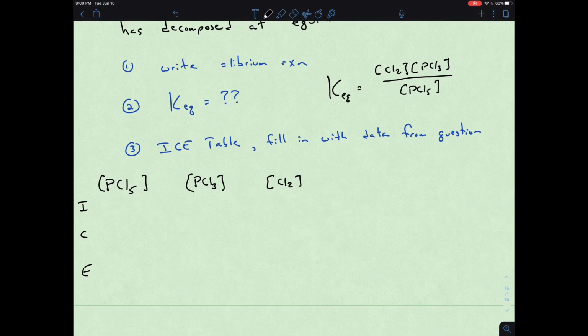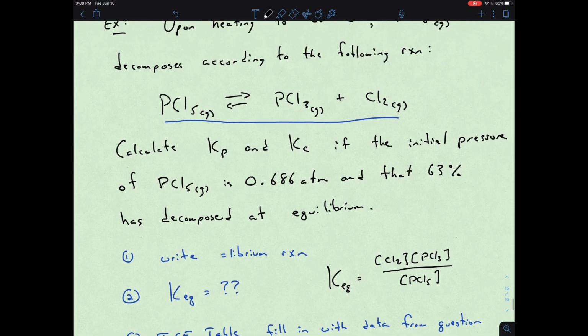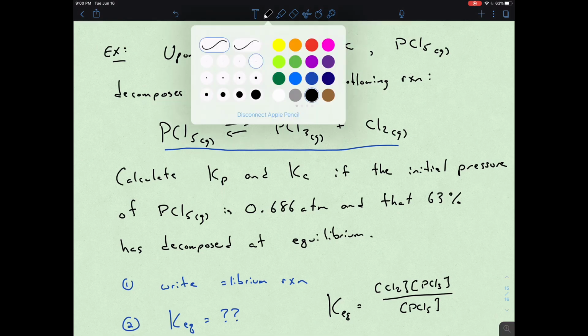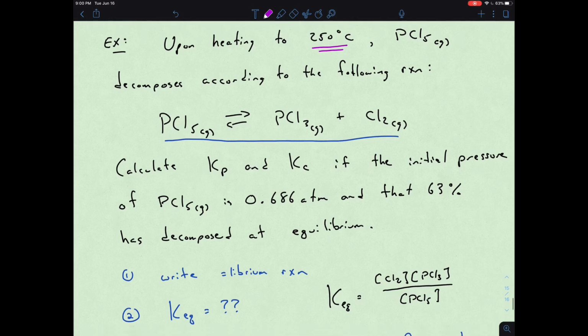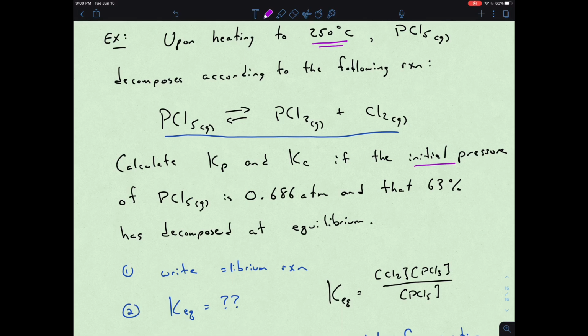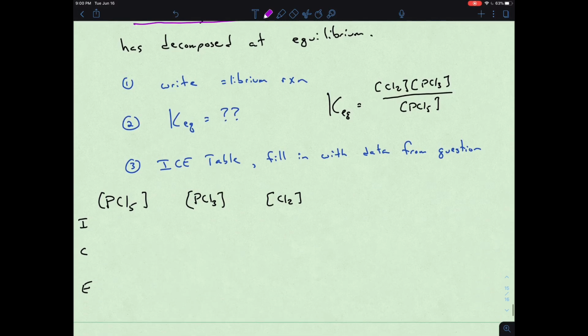So if we go back to the question and see what we're given, well, we're given a temperature, and that's probably going to help with our conversion value of Kp and K sub C. But we have here an initial pressure of the phosphorus pentachloride equal to 0.686 atmospheres. So that's giving us an initial pressure of one of them, but then that's really it as far as initial sets of conditions.